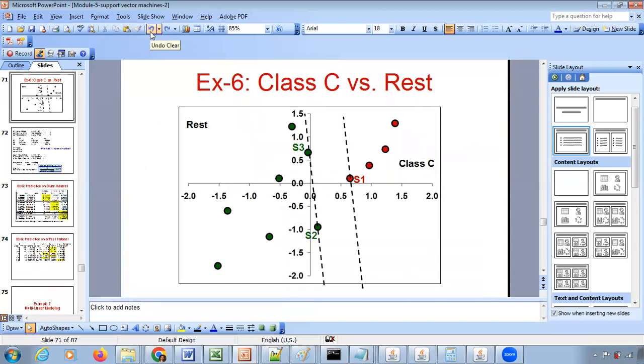So let's do class C versus rest. These are the three or four class C data points. This should be class 1, and the rest as class rest. So there's a clear no support margin here. We can treat S2, S3, these two as the green support vectors, and then this one parallel to that as the red support vector. And this should be a straightforward support vector machine calculation here.